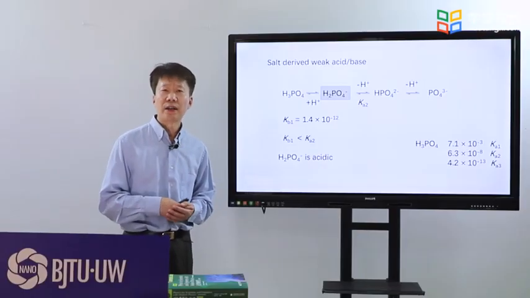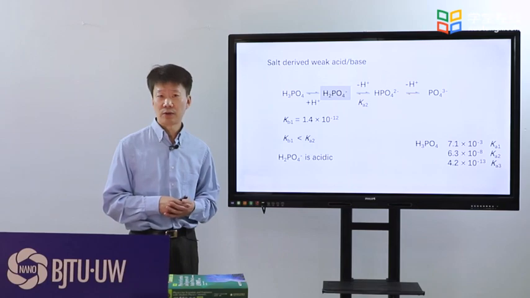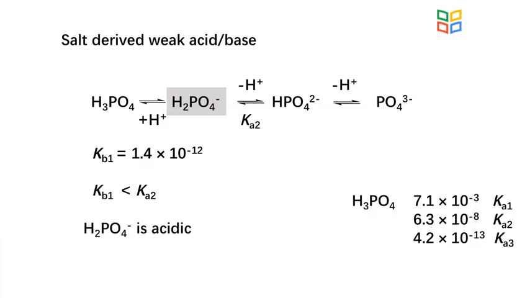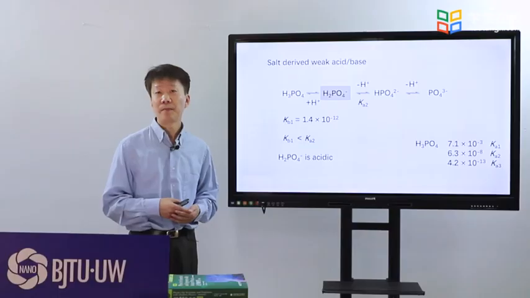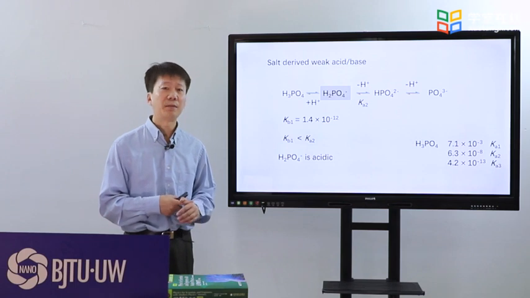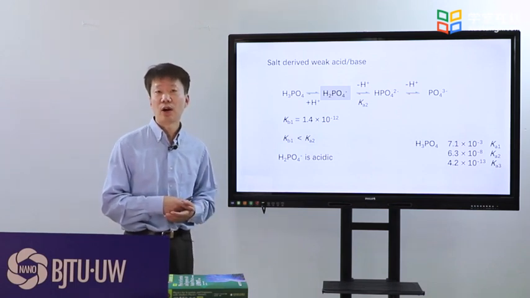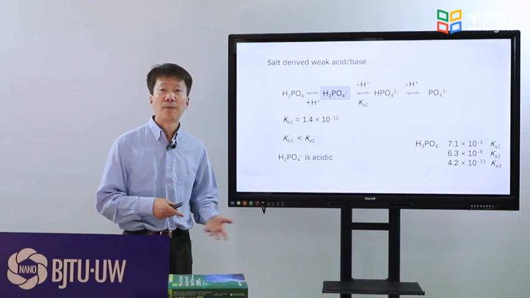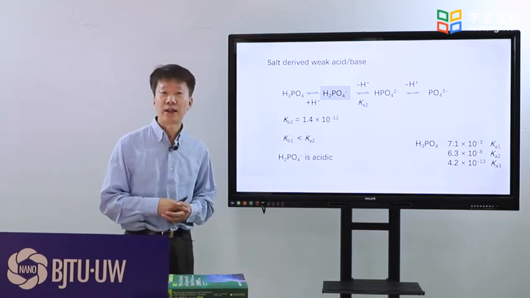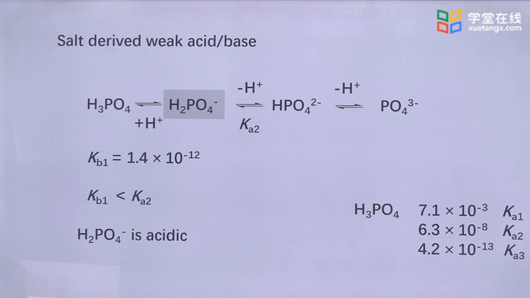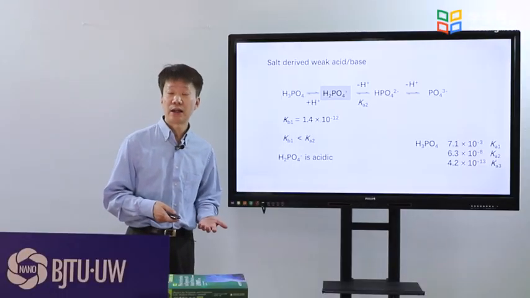For the question about the dihydrogen phosphate solution, we can calculate Kb1 for the protonation of dihydrogen phosphate ion. Kb1 is 1.4 times 10 to minus 10. Then we can compare Kb1 with the Ka2 of the deprotonation of dihydrogen phosphate ion. Clearly, Ka2 is larger than Kb1. The ion tends to be deprotonated, so the solution is acidic.